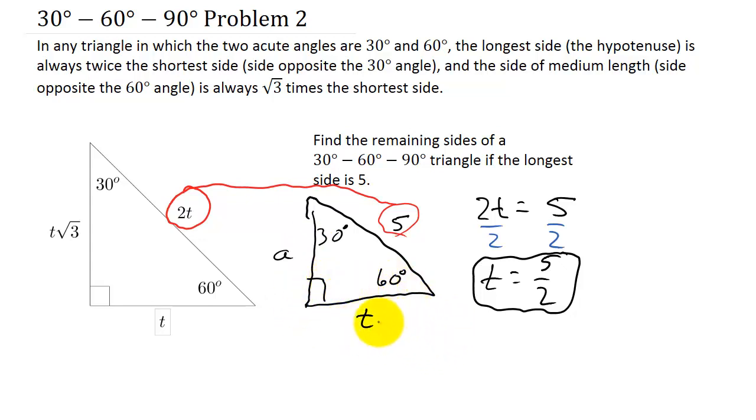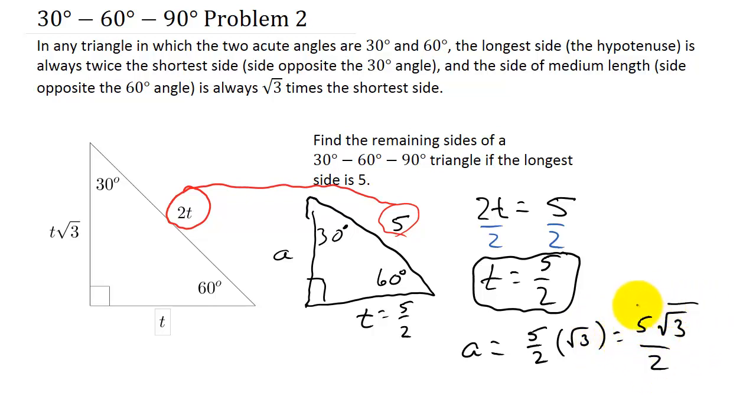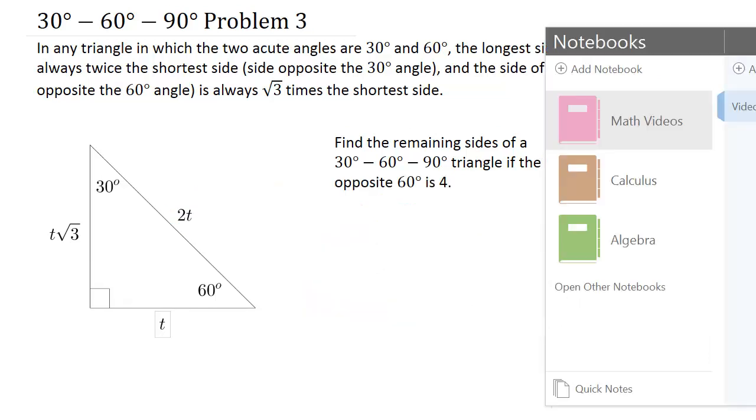Well, we have the length of the shorter side, which is 5 halves. The side opposite the 60 degree angle is t times the square root of 3. So that would give us A is equal to t, which is 5 halves, times the square root of 3, which is going to give us 5 square root of 3 over 2. And so here's the length of the side opposite the 60 degree angle. Now let's take a look at one more.